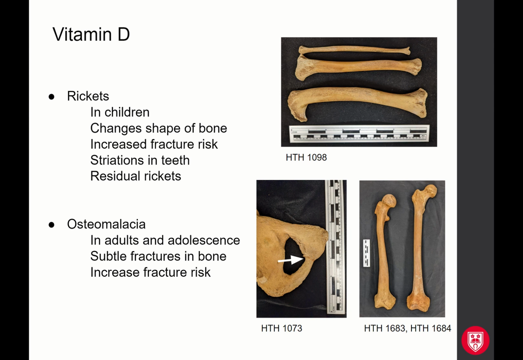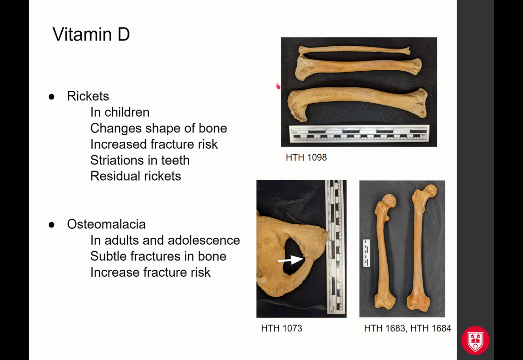Now, if we don't have adequate vitamin D, that means we don't have adequate calcium. If we don't have adequate calcium, that's going to lead to some metabolic bone disorders. Ones that we are talking about today would be rickets and osteomalacia. So rickets is vitamin D deficiency in children.